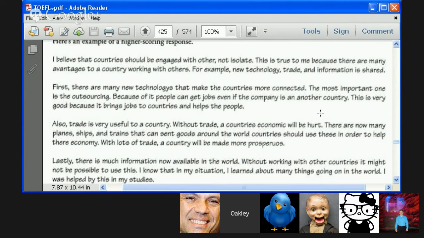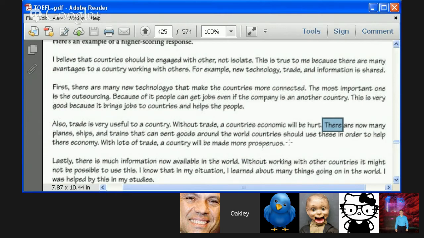But the country is the economy. Yeah, we said that. Economy, not economic. We need the noun. Yep. We got that. Paulo, from there. There are now many planes, ships, and trains that can send goods around the world. Countries should use these in order to help their economy.